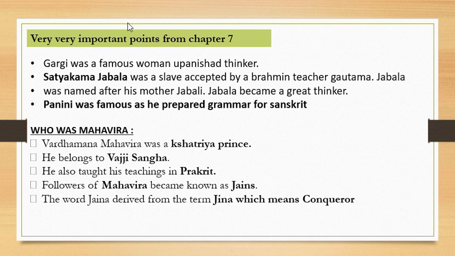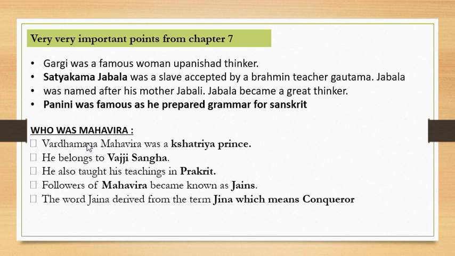Okay, another important thing which the chapter tells us is who was Satyakama Jabala. Satyakama Jabala was a slave and he was accepted by Brahmin teacher Gautama. Jabala was named after his mother Jabali and he became a great thinker later on. Okay, then the chapter tells us that Panini was a famous personality who prepared grammar for Sanskrit. Okay, so you must remember these basic facts in order to build a strong foundation.